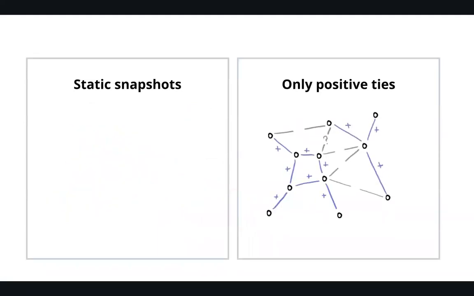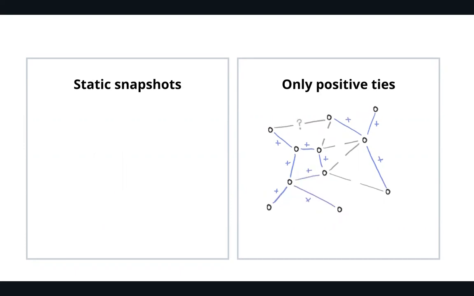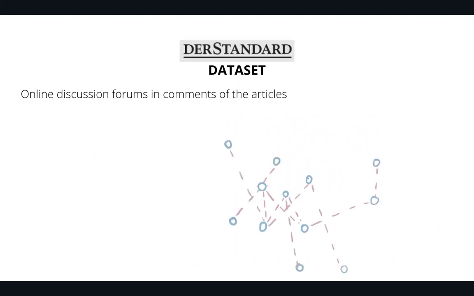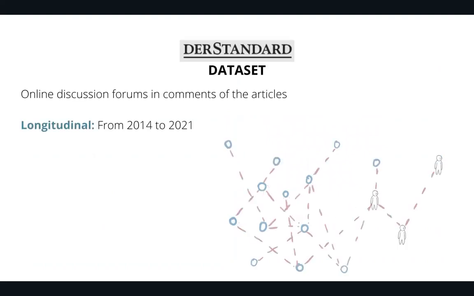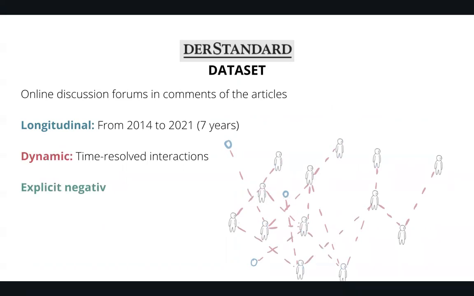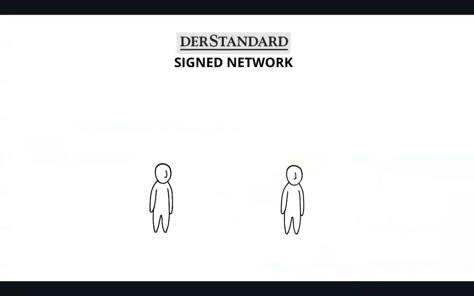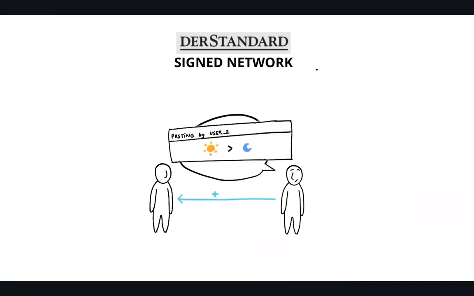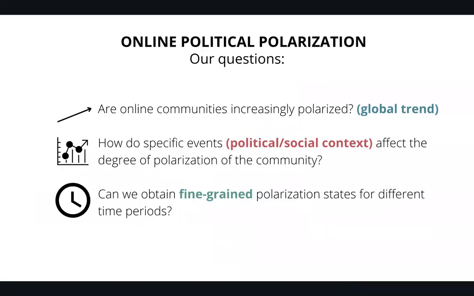On the other side, we could access time-varying information, but without explicitly knowing negative polarity in the interactions. In our dataset from a relevant German-speaking online newspaper called Der Standard, we can access time-resolved explicitly negative or explicitly positive interactions, covering a large time span of 7 years. By aggregating votes and tracking the users throughout the 7 years, we build our networks for each quarter of year, from 2014 to 2020.